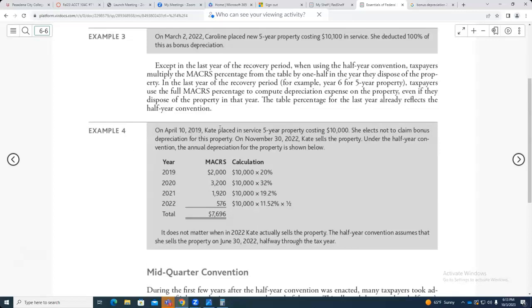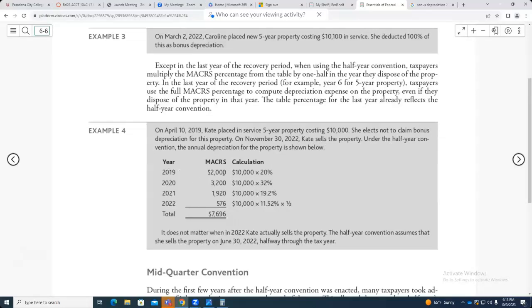On April 10 of 2019, Kate placed in service 5-year property costing $10,000. She elects not to claim bonus depreciation and not to use Section 179. On November 30th of 2022, Kate sells the property. So how long is that? That's 2019, 2020, 2021, 2022. Okay, under the half-year convention, the annual depreciation for the property is shown below.